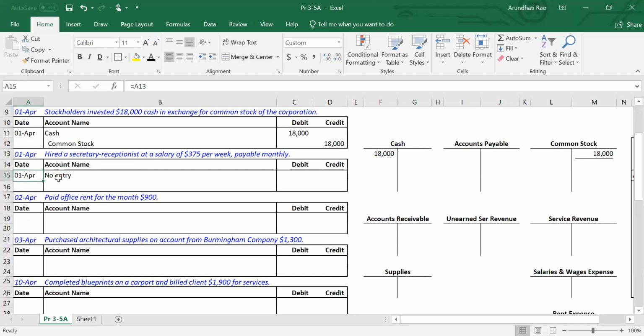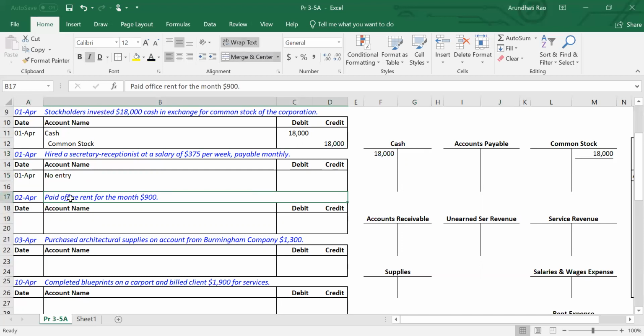In the real world, if you had accounting software or you were doing it manually, you would not put any entry over here. You just skip over this information. Let's move on to April 2nd. I paid office rent for the month, $900. I paid for rent, $900.